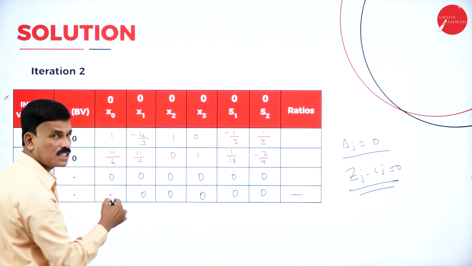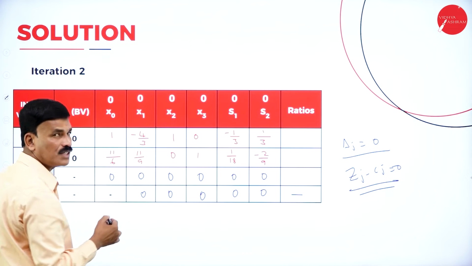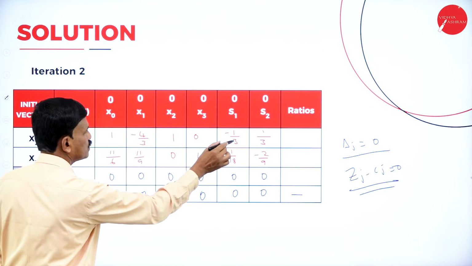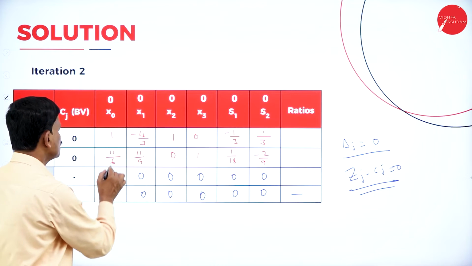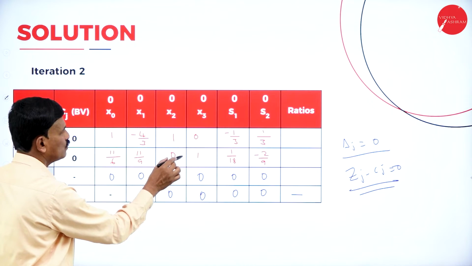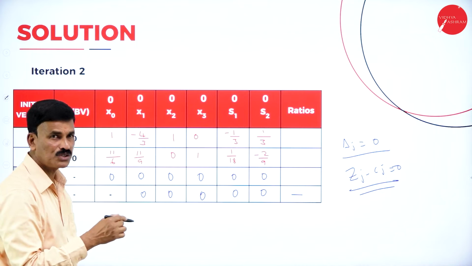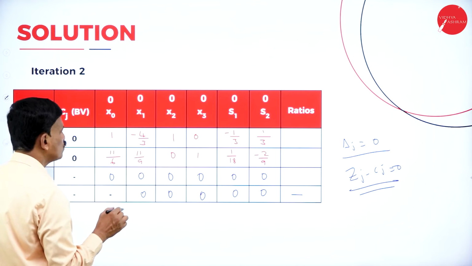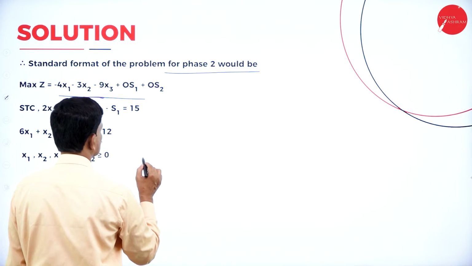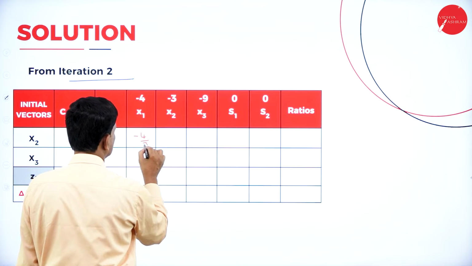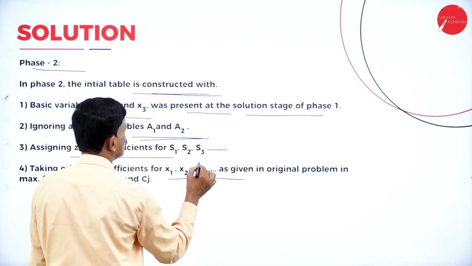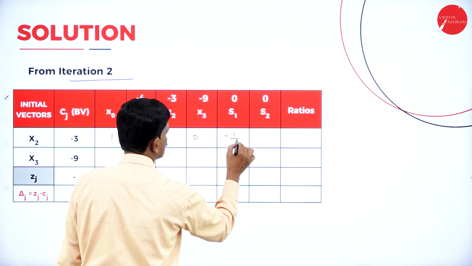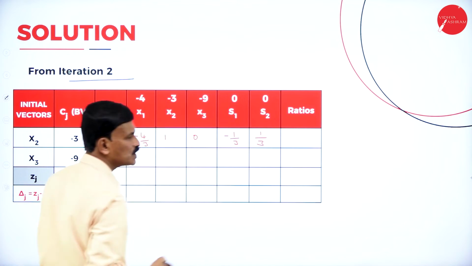So, in iteration number 2, we have these R1 and R2. The values of R1 are 1, minus 4 by 3, 1, 0, minus 1 by 3. And for R2, it is 11 by 6, 11 by 9, 0, 1, 1 by 18, minus 2 by 9. So, I am going to write all these values here. This is 1 here, minus 4 by 3, 1, 0, again minus 1 by 3, plus 1 by 3. Okay, this is for R1.